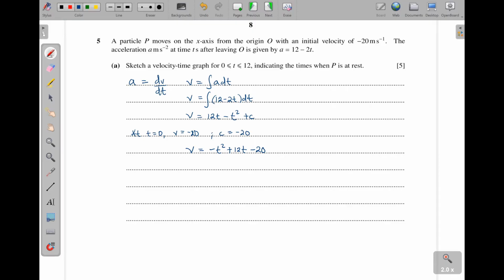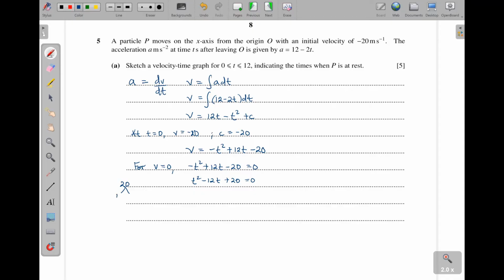Now we need to find the times when v is 0. So for v equals 0, we shall get negative t squared plus 12t minus 20 equals 0. I can multiply everywhere by negative 1. That means I get t squared minus 12t plus 20 equals 0. And then when I factorize this one, two numbers, when I multiply them, they give me 20.